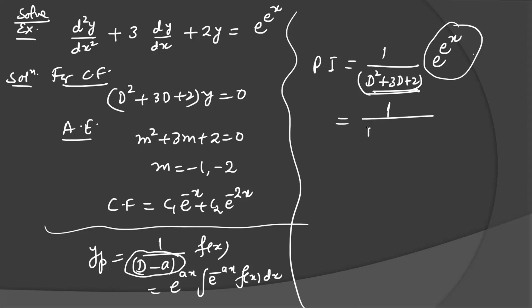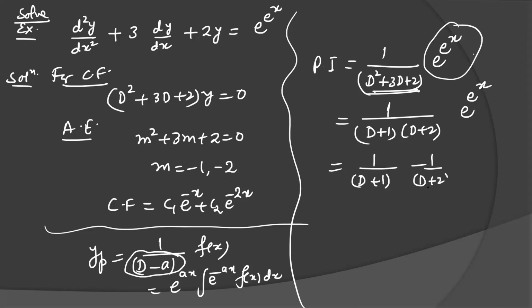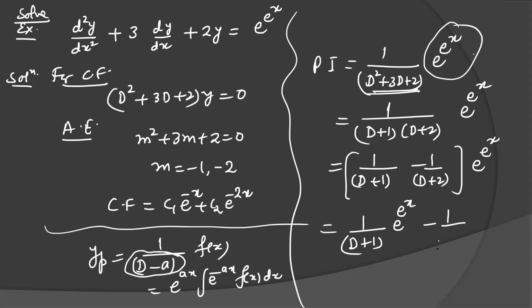How we can break? D square plus 3D plus 2. Factorize it. It is (D plus 1)(D plus 2) e to the power x. Now break the partial fractions. So its partial fractions are 1 over D plus 1 minus 1 over D plus 2. You can easily break the partial fraction. A upon D plus 1 plus B upon D plus 2. Then use the class 10 plus 12 mathematics for finding the values of A and B. We put D equal to minus 1 and D equal to minus 2. You will get the values of A and B. Now separate it. It is 1 over D plus 1 e to the power x minus 1 over D plus 2 e to the power x.